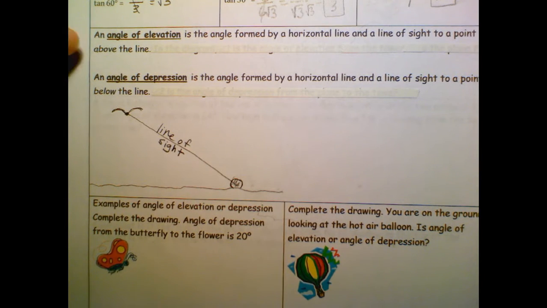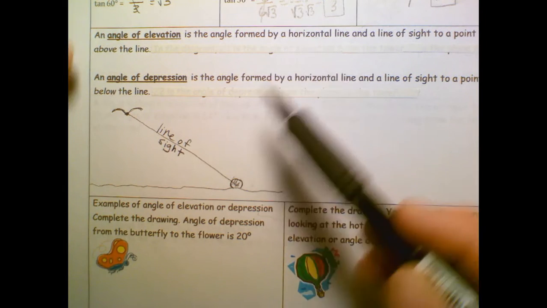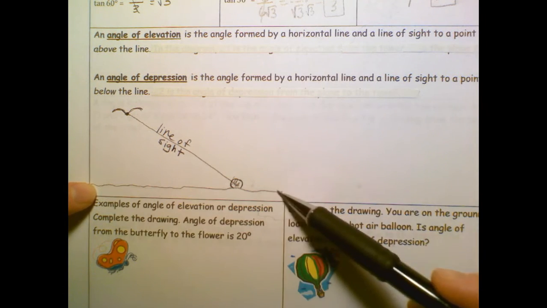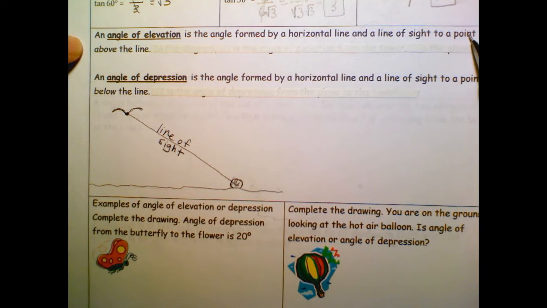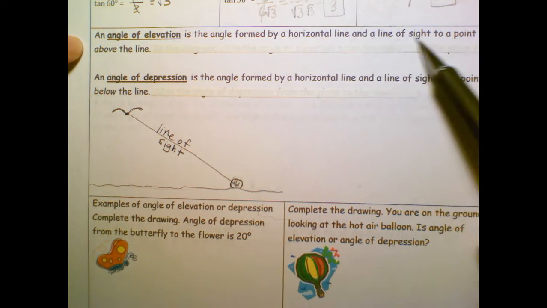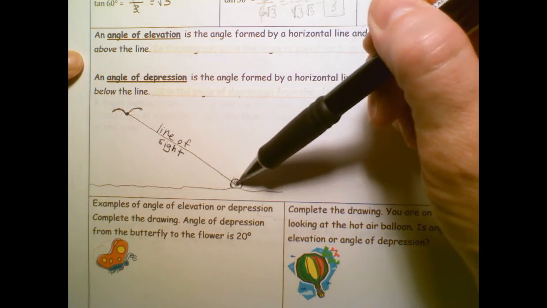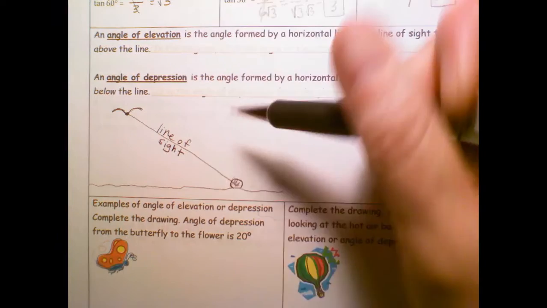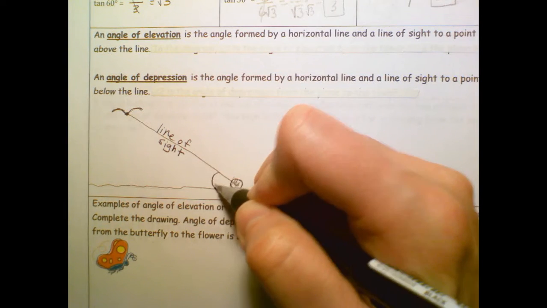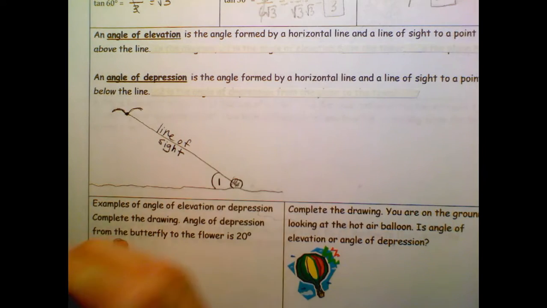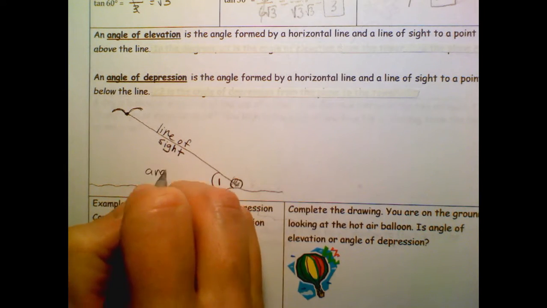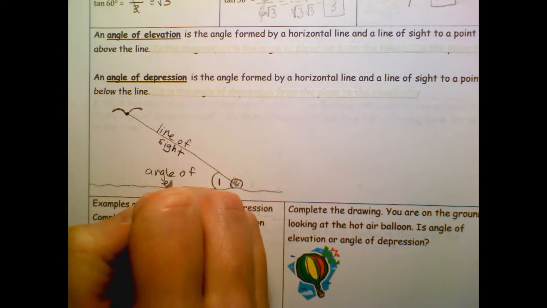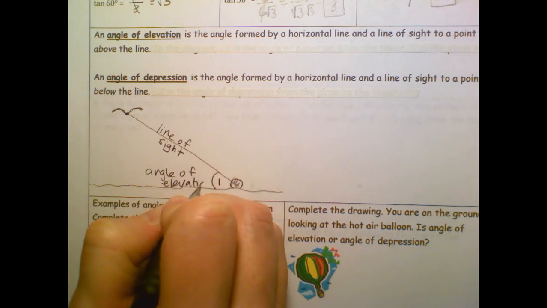Okay, so the angle of elevation is the angle formed by a horizontal line, so that's going to be our ground, and a line of sight to a point above the line. So if the rock was looking, right, it would look up to that bird, and this angle right here is the angle of elevation.